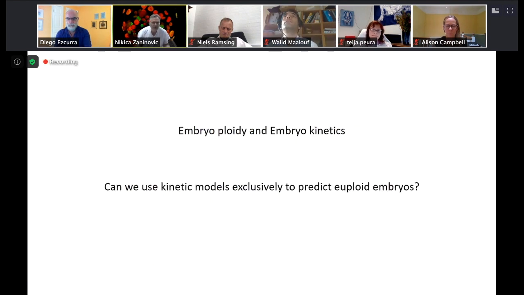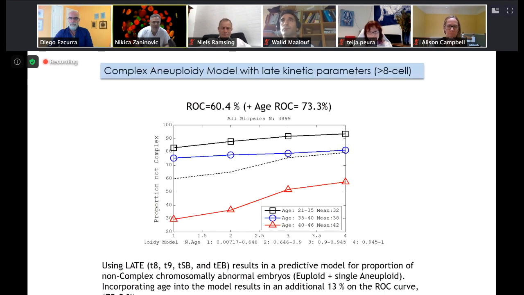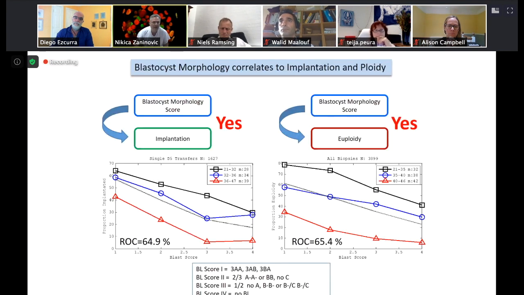So can we just use morphokinetics for predicting ploidy of the embryo? Pretty much, the answer is no. However, what we discovered is, if we are looking just at complex abnormal embryos, there is a possibility of creating pretty nice ROC curves of 0.73 if we are looking just between euploid and complex abnormal embryos. So maybe there is something to do with it.